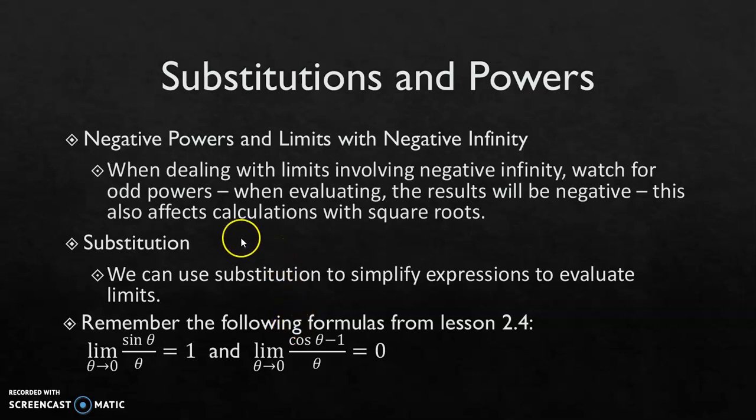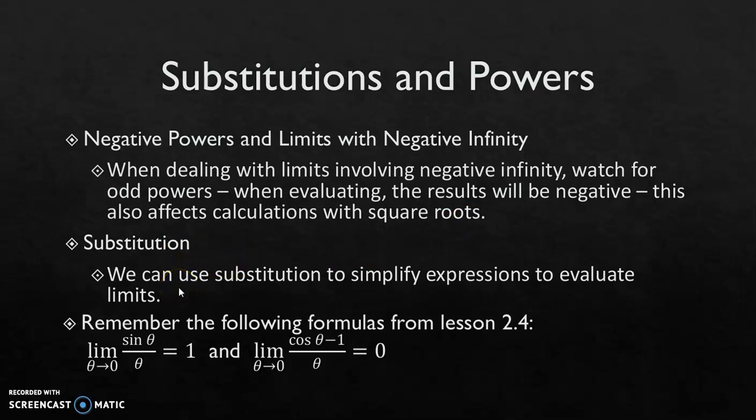Now, there are a few things you need to be careful about when we're dealing with limits at infinity. When you're dealing with limits involving negative infinity, you have to be careful with the odd powers. When you evaluate with an odd power, remember we're going to get a negative, because a negative number to an odd power is going to be negative. Now, you also have to be careful about calculations with square roots. So those are just two reminders to think about as you're dealing with that.